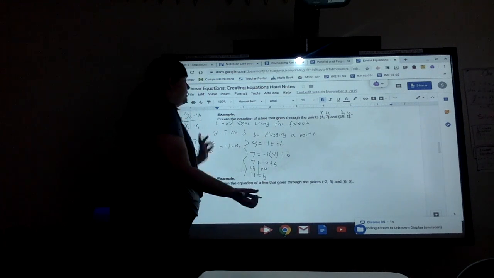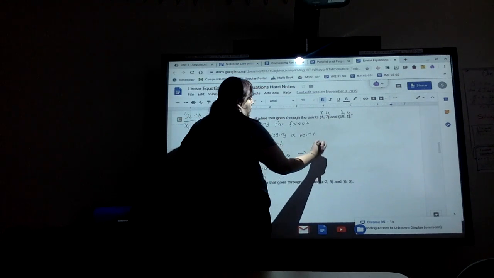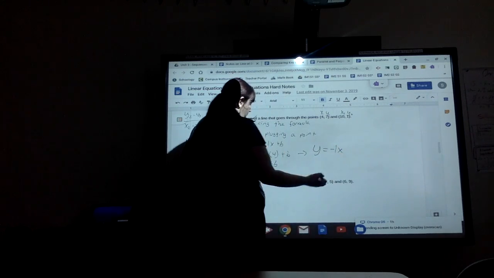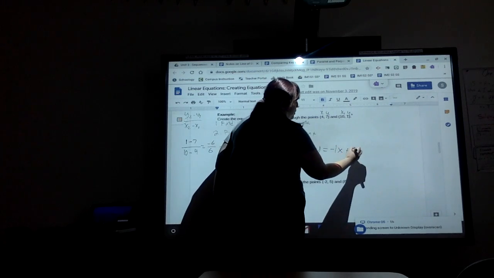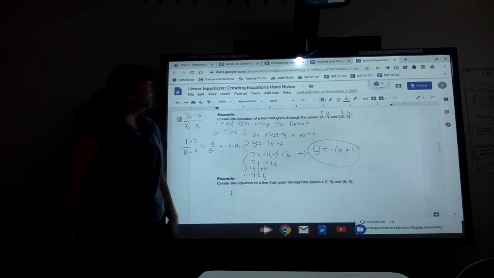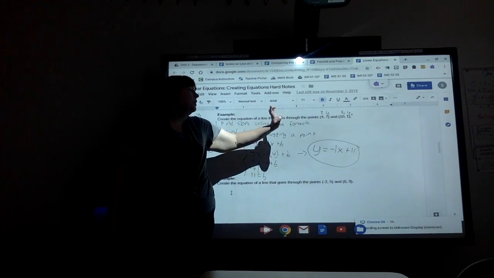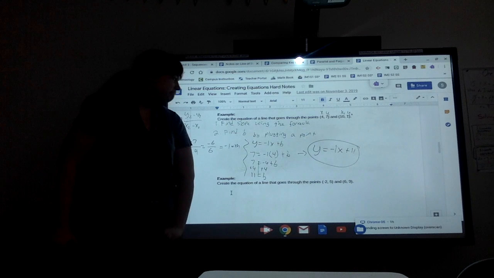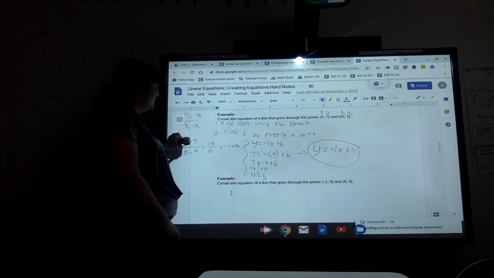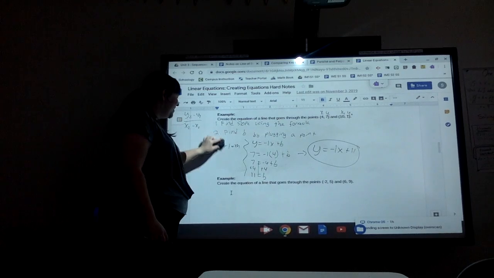So then my equation is, my final equation, y equals, my slope was negative 1x, and then my b was 11, so plus 11. And that is my formula for the equation of the line that goes between those 2 points. I'm going to erase it and do it again for another example.